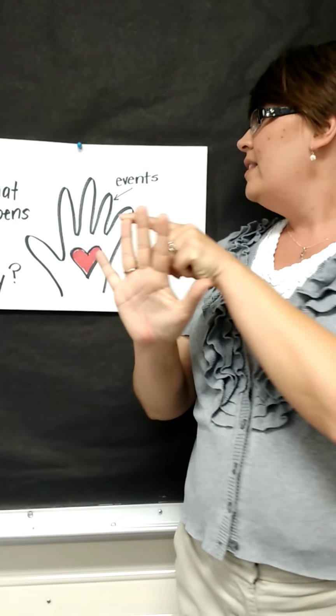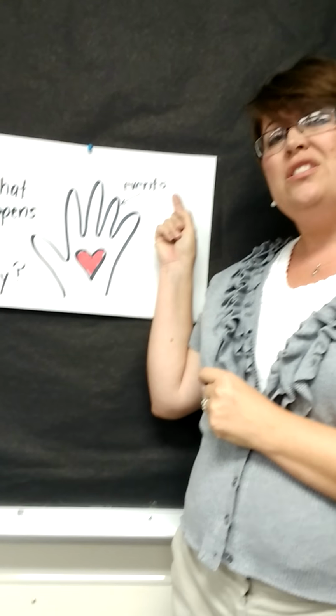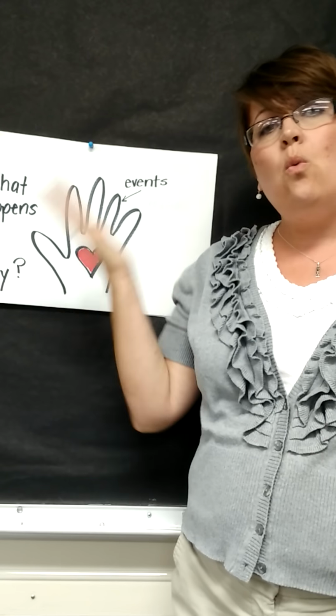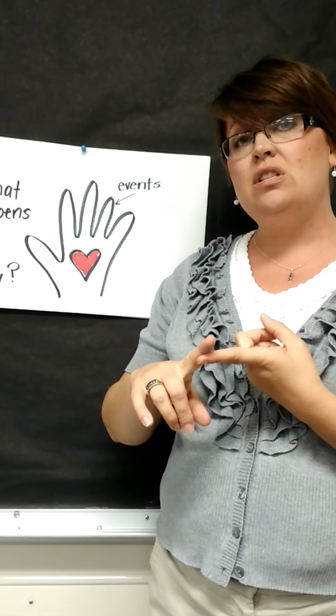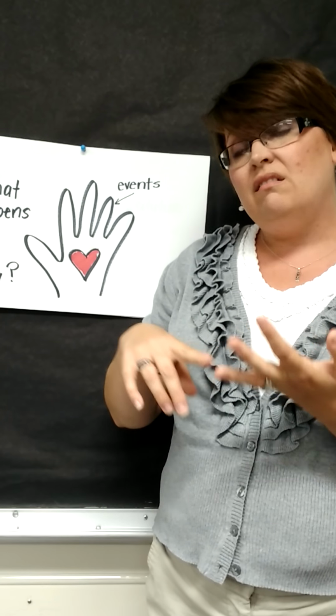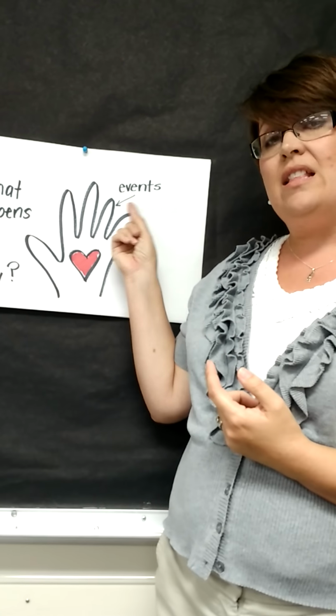Ring finger. That tells us events, and that just means what happens in the story. What are the things that happen in the story? Sometimes we use the words first, then, next, last to describe the events in our story.